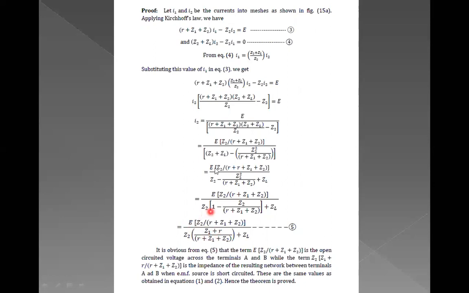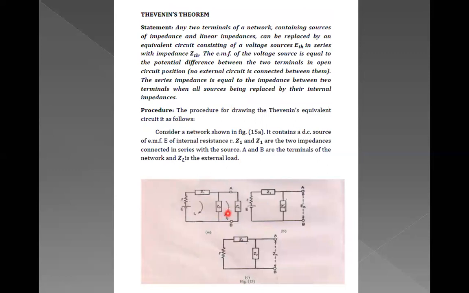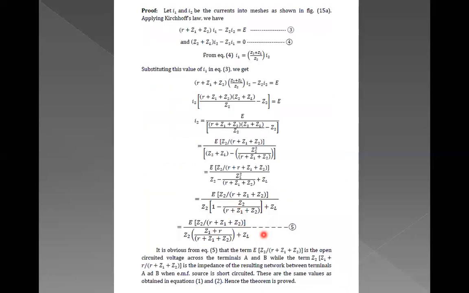So this is nothing but I2 is equal to what? ETH by ZTH plus ZL, because we are finding the current across the load resistance. So this is an equivalent circuit, ETH and ZTH, these two are in series with each other, and we are finding the current through this particular load resistance. So the current through the load resistance should be equal to ETH by ZTH plus ZL. So this I2 we got as ETH by ZTH plus ZL, and from equation 5 we get I2 is equal to ETH by ZTH plus ZL.